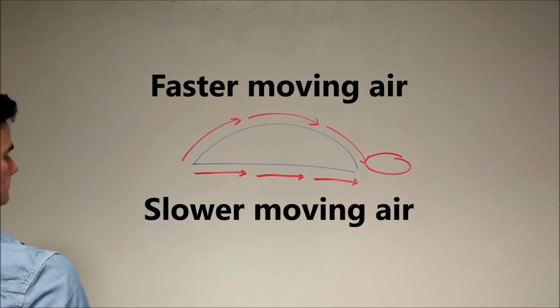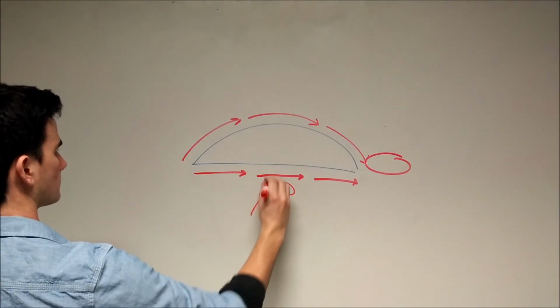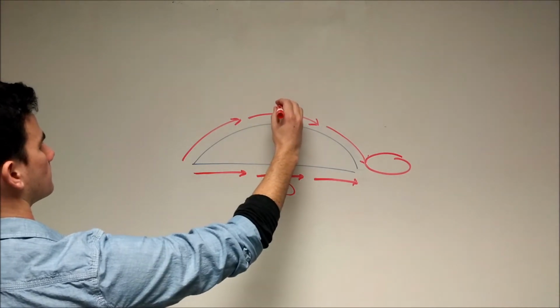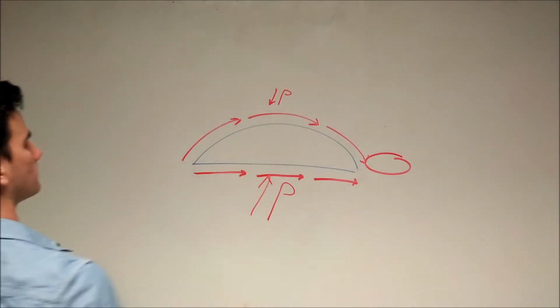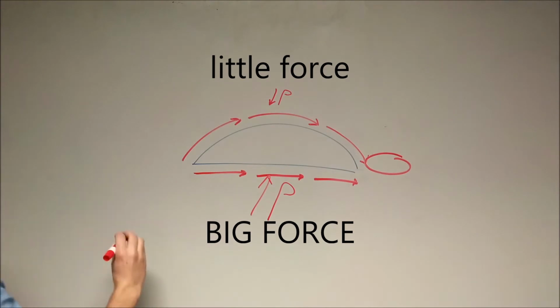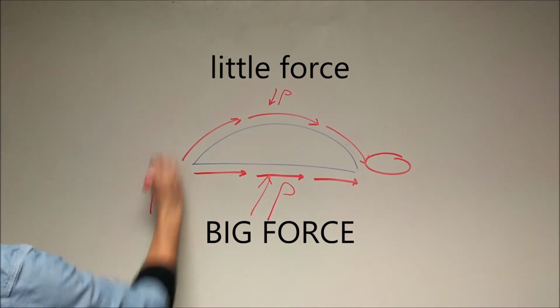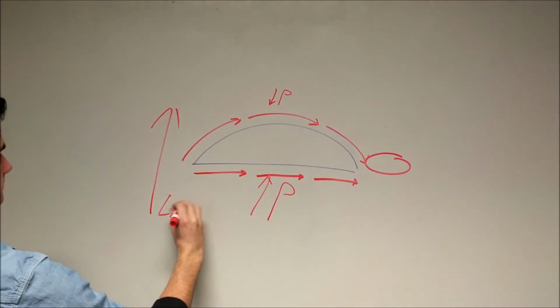Because of the difference in airspeed, the air on the bottom exerts more force on the wing than the air on the top does. This phenomenon is called the Bernoulli effect, a topic that you will learn more about later on in physics. This difference in pressure exerts an upward force on the wing, and we know this as lift.